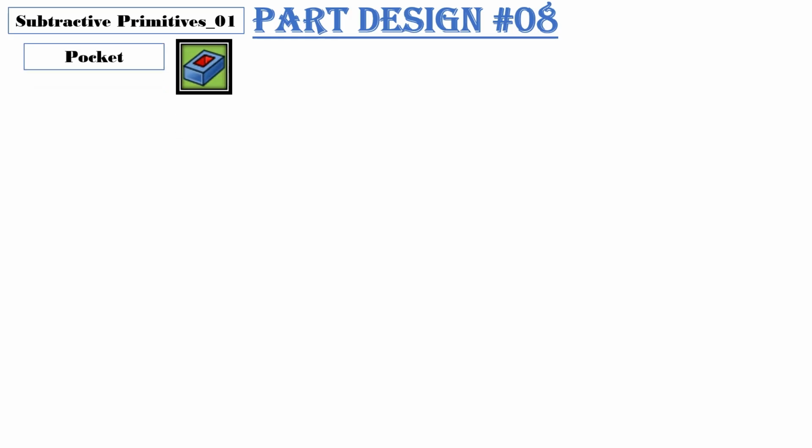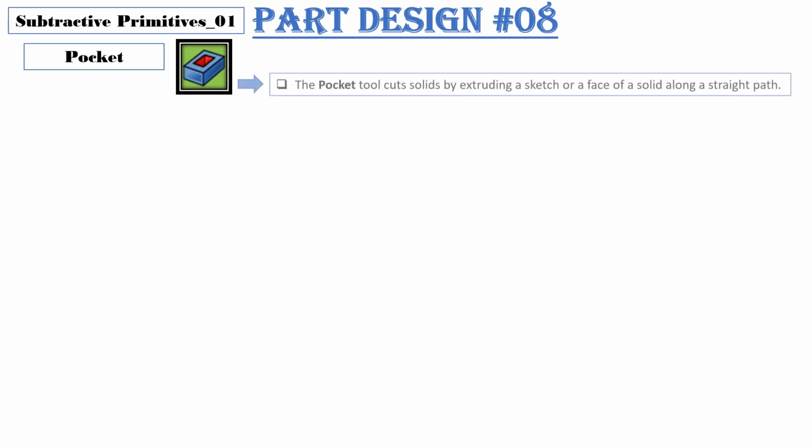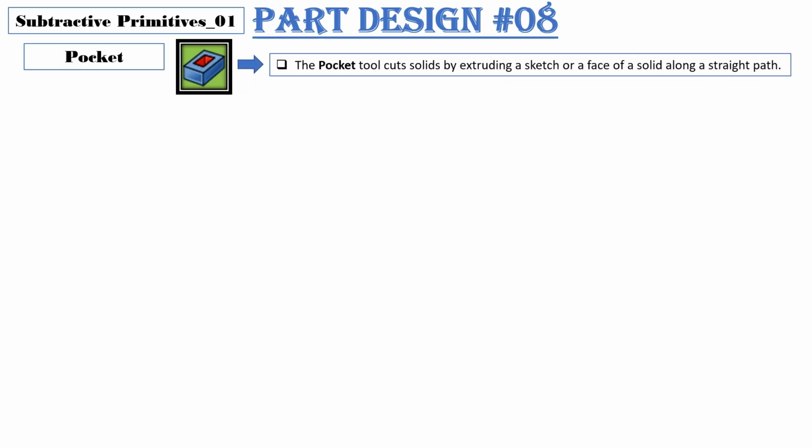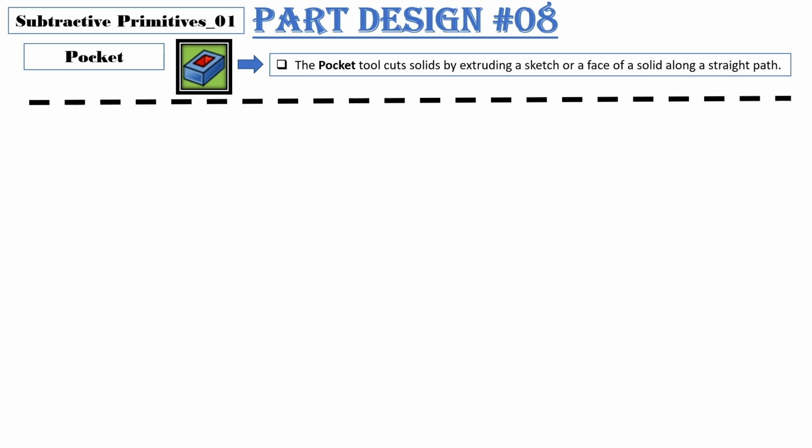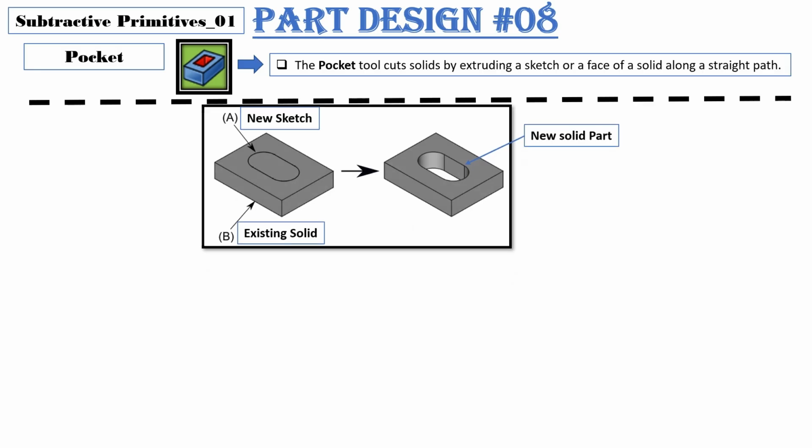This is the subtractive primitive called Pocket. The Pocket tool cuts solids by extruding a sketch or a face of a solid along a straight path. It is used in the Part Design workbench to cut out, with the help of a new and closed sketch, from an existing 3D object.